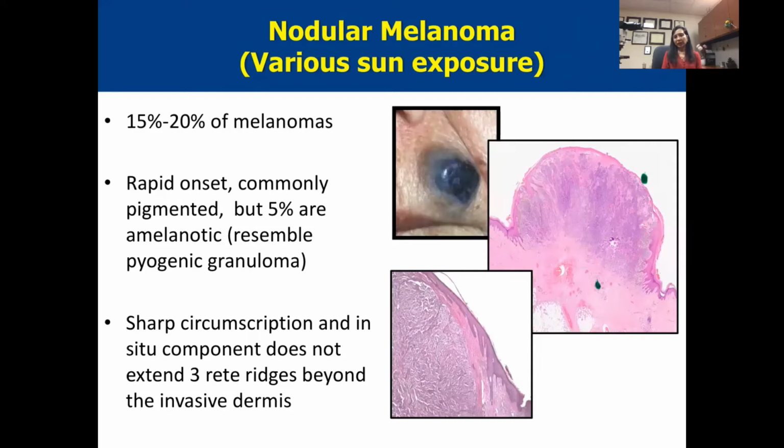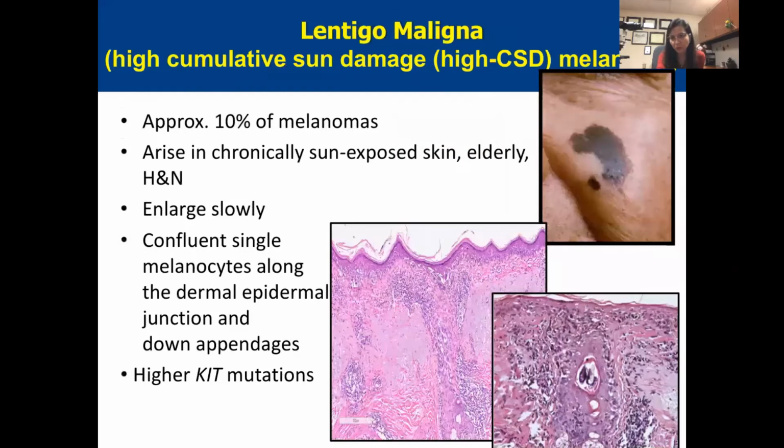Histologically, it's kind of the reverse of superficial spreading. The tumor usually shows sharp circumscription, as you see. And we don't have an in situ component extending beyond the invasive component, right? So the in situ component does not extend more than 3 rete ridges beyond the invasive component, so that we qualify it as nodular.